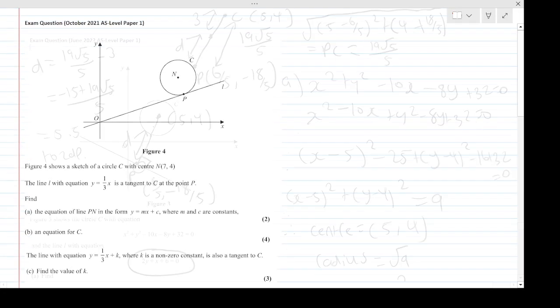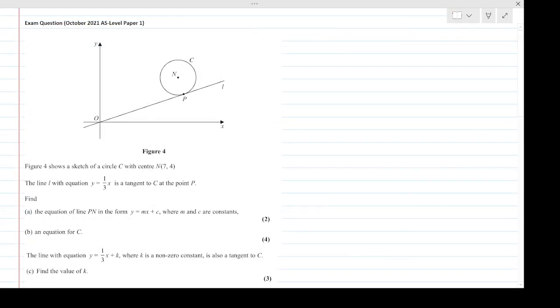But yeah, the final question then I will look at. So we're given a sketch again of a circle with centre N, which was actually given to be 7, 4. Okay, the line L with equation y is a third x. We're given that as well, quite nicely, and it's a tangent to C at P. And it says find the equation of the line PN, so it's going to be there, and it's going to be a radius, right? And it's a tangent, so it's going to be perpendicular. And so we can use that to find the equation of that radius PN.